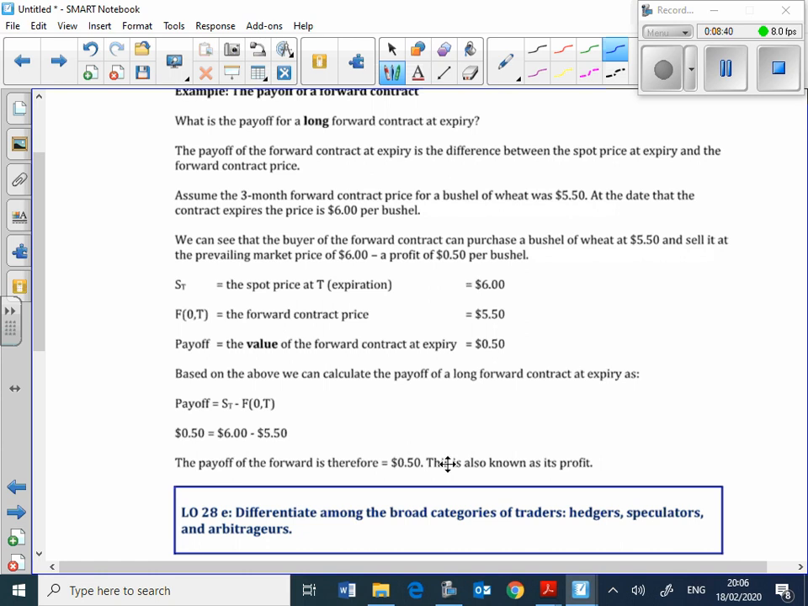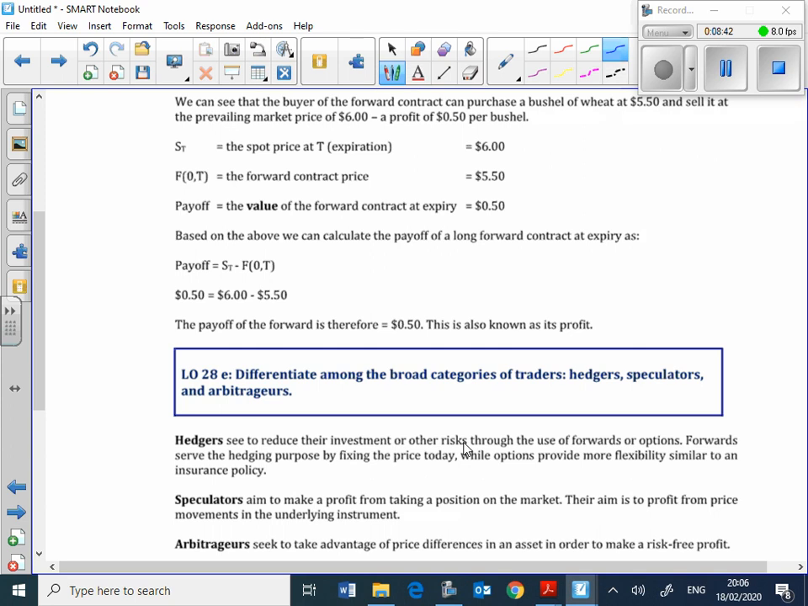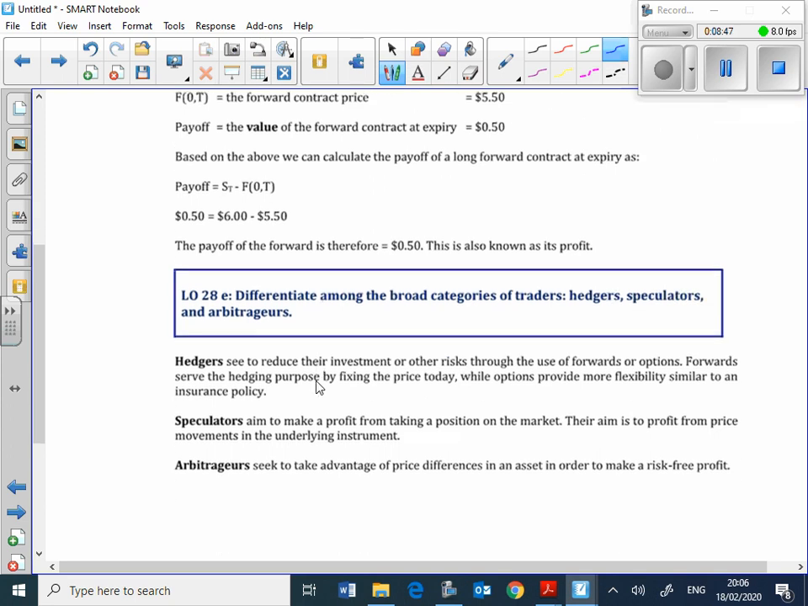Okay. 28E, differentiate among the broad categories of traders. Hedgers, what do? They hedge. That's their job. Good. And that's long-term positions that they've got in. They're not there to make profits. They're just there to mitigate risk. So whatever the risk is on the one side, they mitigate that on the other side. Speculators, they're there to make profits. And arbitragers make money off just short kinds of transactions.